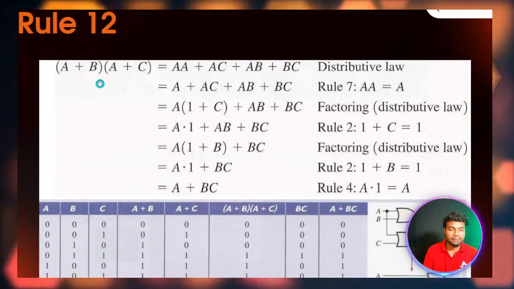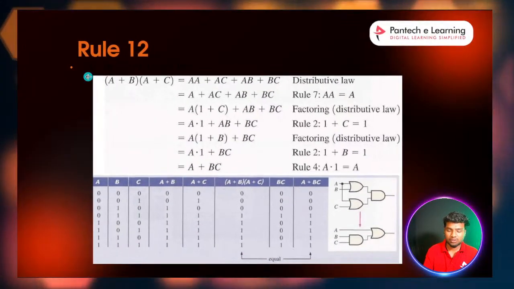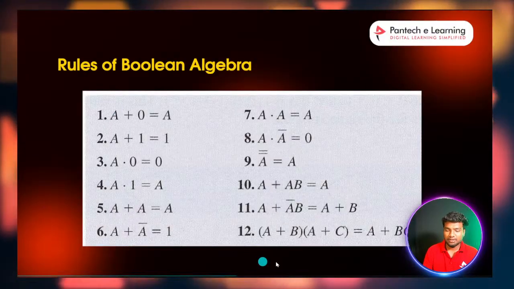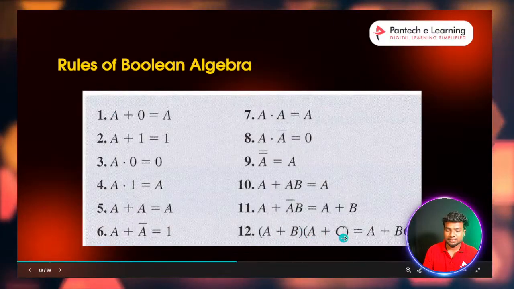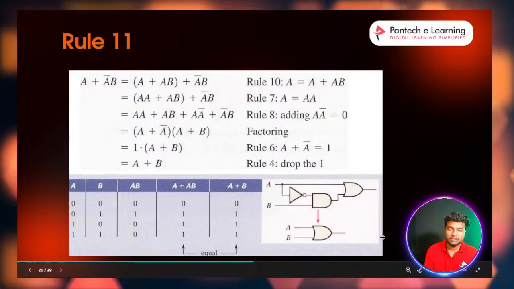The 12th rule is nothing but a plus b and a plus c equal to a plus bc. So this is the 12th rule.